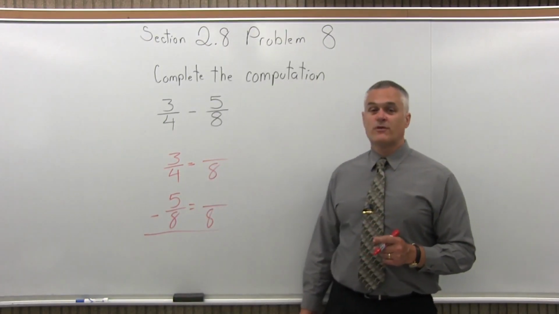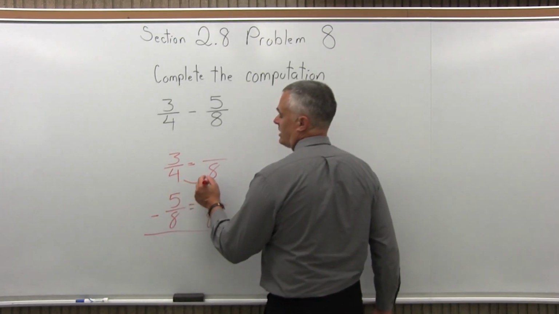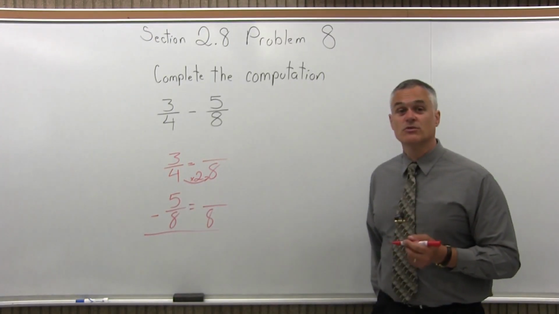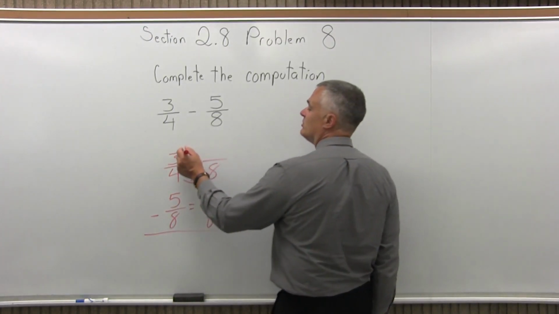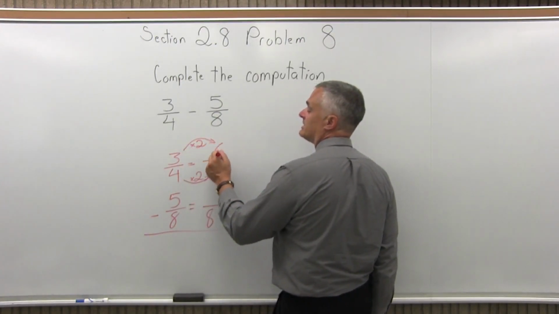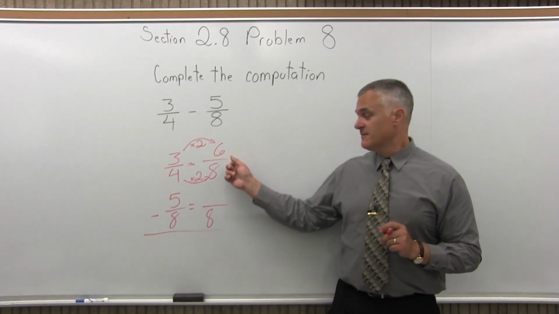Now, for the upper fraction, that 3/4, what's my new numerator going to be? Well, look at the denominators. 4 times some value turned into an 8. That some value must be a 2. 4 times 2 is 8. So the numerator gets multiplied times the same value, times 2. So 3 times 2 will make a 6. So 3/4 has an equivalent fraction of 6/8.